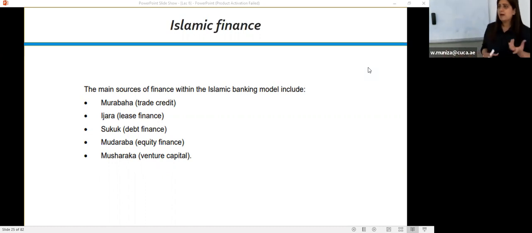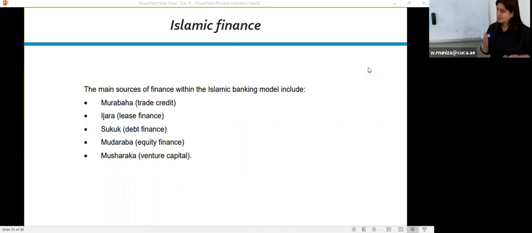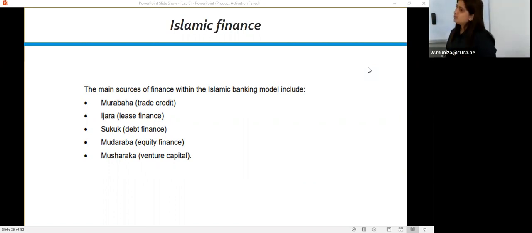Then we have Mudaraba. Mudaraba is a kind of partnership in the case of Islamic financing, where one person will be giving the specialist skills and the other person will be investing the money. The person who is giving the investment in the form of money will be liable for the losses, but the person who is giving the specialist skill will not be liable for any of the losses of the business. So this is how Mudaraba is going to work.